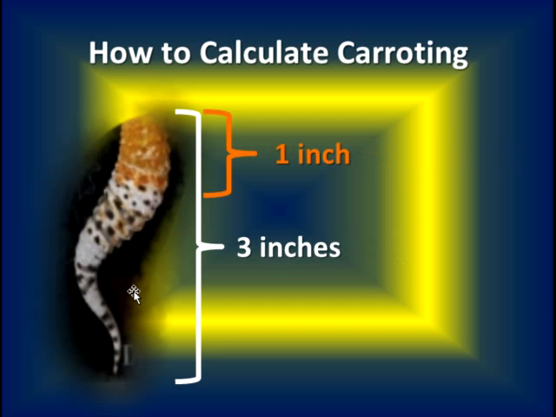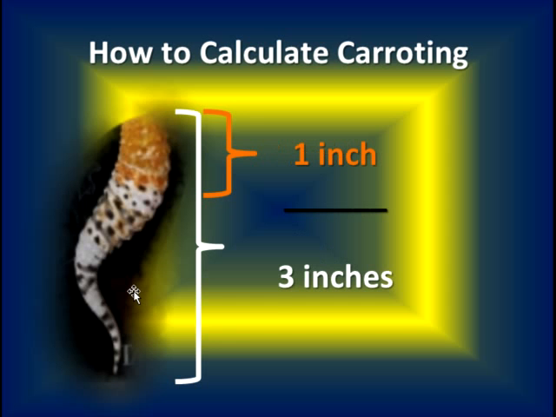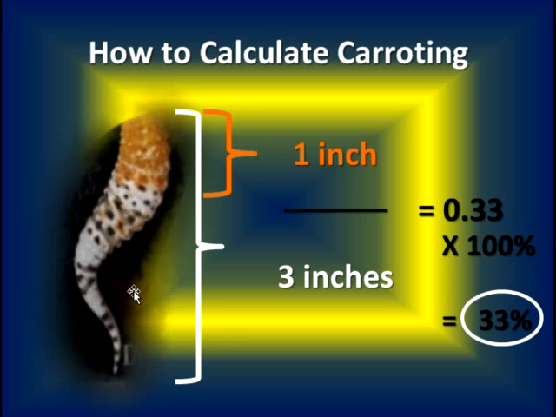So with Nirvana, this is her tail, my tangerine hypo or super hypo. She had only 1 inch of carotene, and her tail is 3 inches long. So you put the length of carotene over the length of the tail, and I got 0.33. You're going to get a decimal because the carotene is going to be shorter than the tail. And then you multiply it by 100% and it'll give you the percentage. So she had 33% carotene.